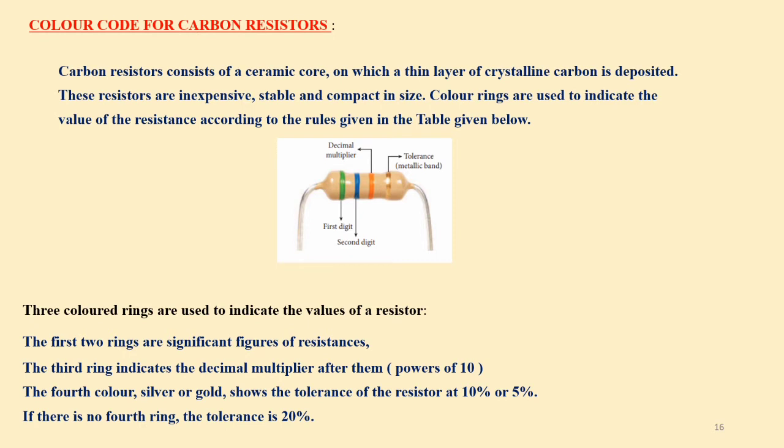So once again I recall that the first 2 rings specify the significant figures of the resistance. The third ring indicates the powers of 10. The fourth ring expresses the tolerance level of the resistor when it is connected in electrical circuits.